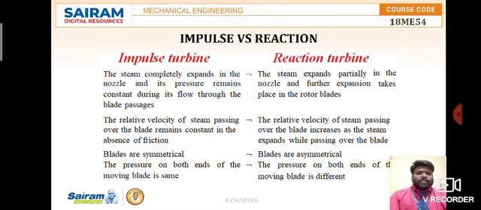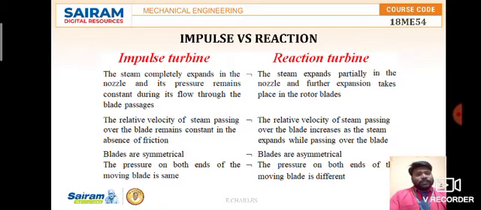The next one is that the relative velocity of the steam passing over the blade remains constant in the absence of friction. In the impulse turbine there will not be any friction, so the relative velocity will remain constant. But in the case of the reaction turbine, the relative velocity of the steam passing over the blade increases as the steam expands while passing over the blade.